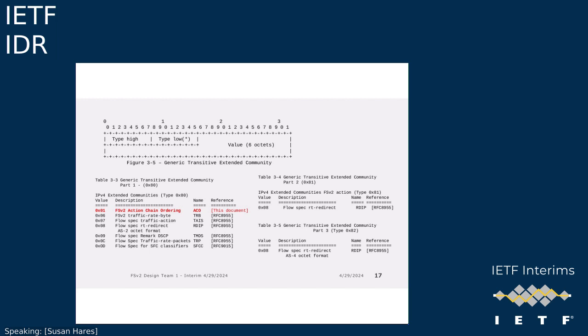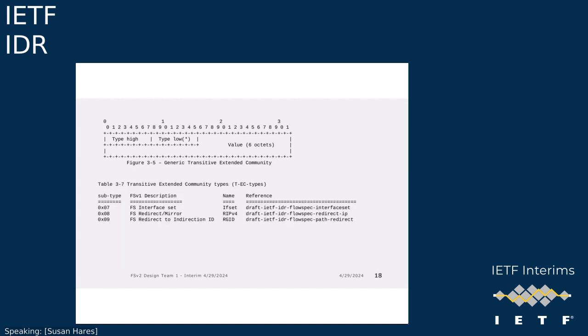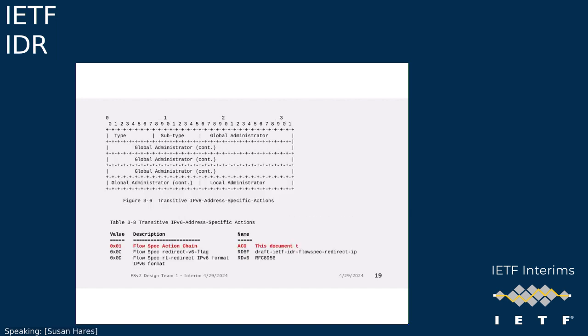So these generic transitive communities were really created to handle multiple formats of the FlowSpec extended community, but also perhaps some loose specs initially. The transitive extended communities for the V4 show our newer types with an interface set, the redirect mirror and redirect to a generic indirection ID, which might be to MPLS or SRv6 or something else. So we need, in the action group, to sort through these actions in extended community, talk about what happens if and how they interact, and then talk about what's the way to make sure they're sanely ordered.